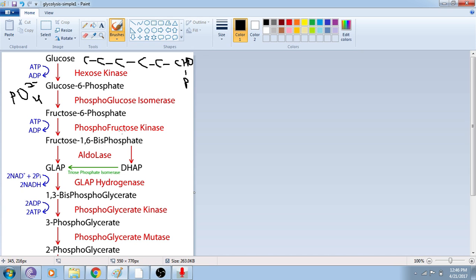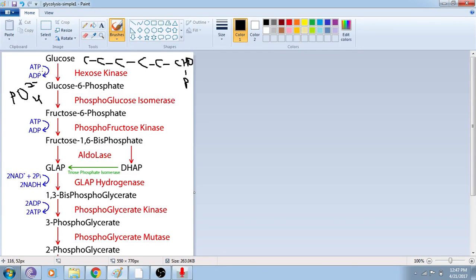Now, anywhere you add a phosphate, you need to have phosphate from somewhere. In this case, we are adding the phosphate from ATP, which is adenosine triphosphate. There are three phosphates attached to the adenosine group, and it is being converted into adenosine diphosphate, which has two phosphates. One phosphate group has been added to the glucose.